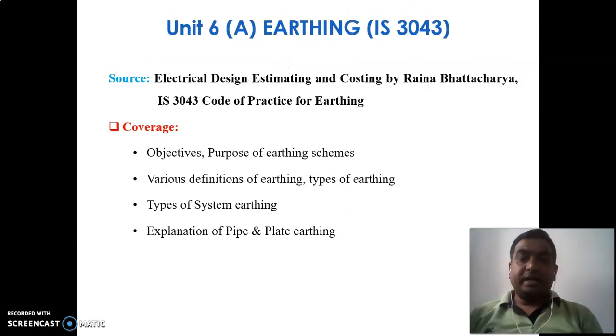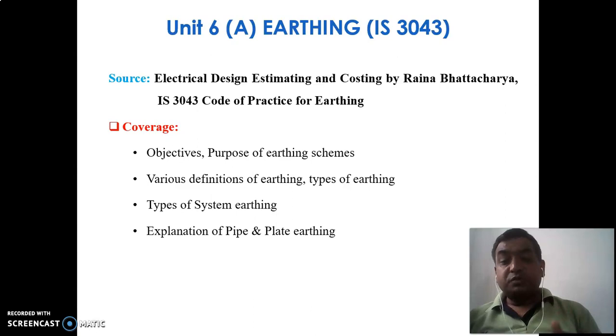Unit 6 Part A deals with earthing as per Indian standard BIS 3043. Now, earthing is very important in electrical installation. So, what are the objectives of earthing? What are the various purposes of an earthing scheme? The various definitions related to earthing, then types of earthing, then the explanation of plate and pipe earthing, which is commonly used in electrical systems. We are basically focusing upon these particular topics here.